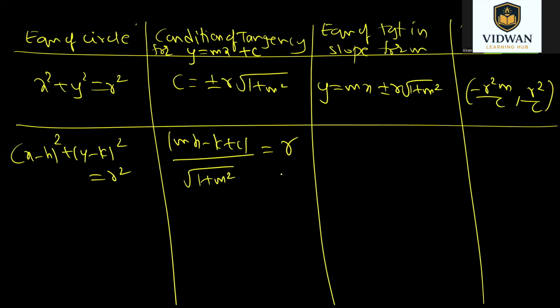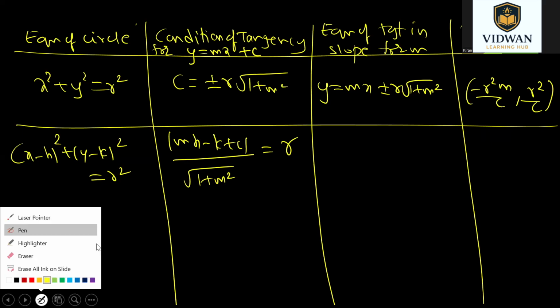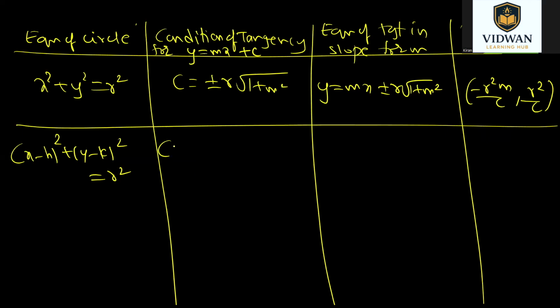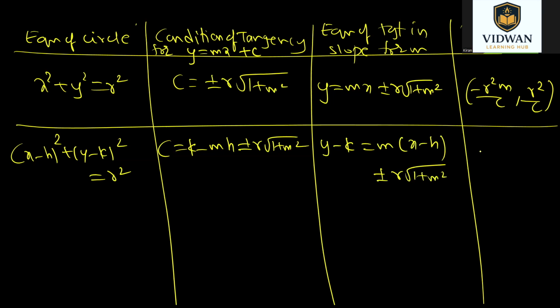And you can open this and write the answer from here. So if you open that and write down the answer, I'll write it directly. The answer would be c equal to k minus mh plus or minus r root 1 plus m square. This is what you will be getting if the circle has center (h, k). And in this one, you just replace y with y minus k, x with x minus h. Rest of it will be the same. And for writing the point of contact, from the center to the line, you can find the foot of perpendicular. So I'll just mention, I'll not write any formula, just say find foot of perpendicular from the center to y equal to mx plus c.